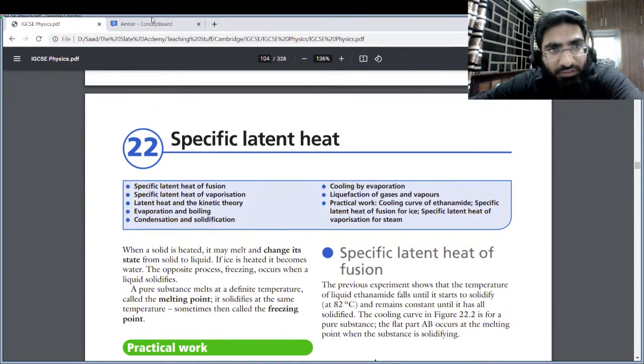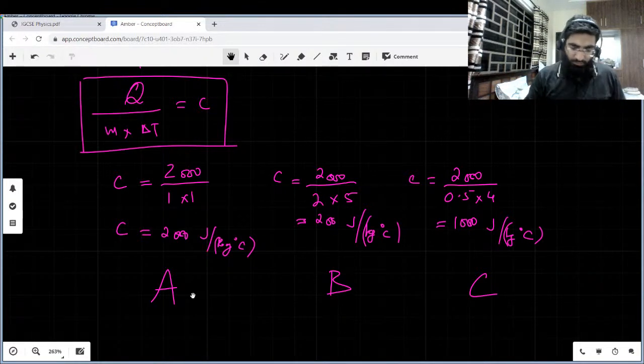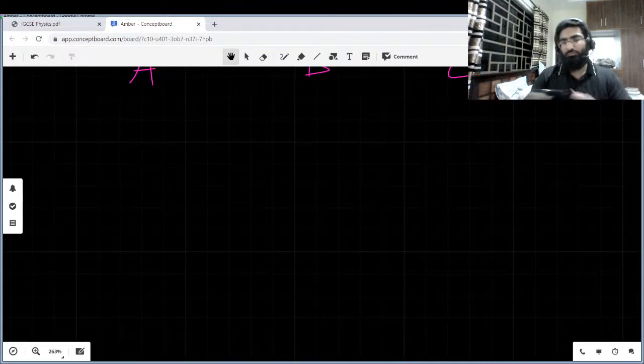The next thing that we have is specific latent heat. When I am heating a solid, I know that solids upon heating liquefy. This is called fusion.